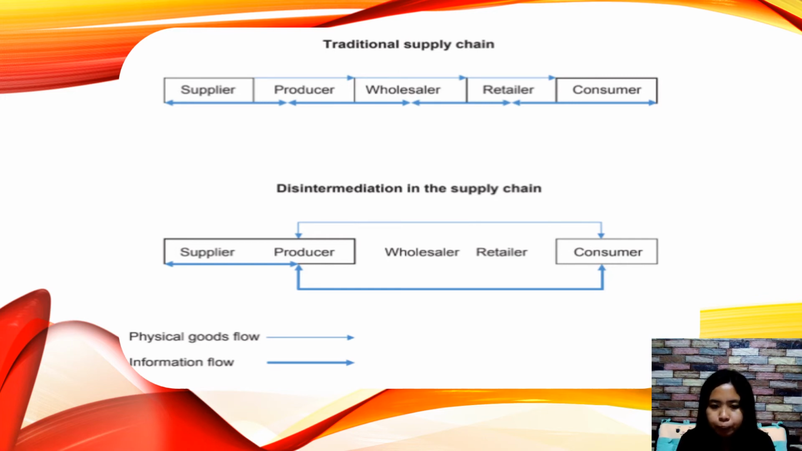For example, printing books or novels. So, the flow of these physical goods will from supplier to bookstore and to consumer or customer. However, because of the internet, there is electronic books available. So, from producer or from the supplier, diretso na sa consumer or customer.